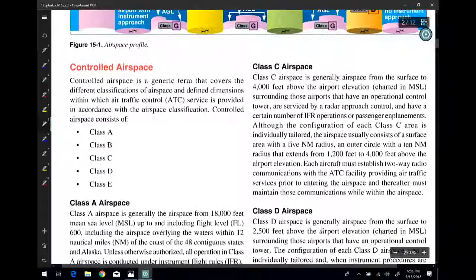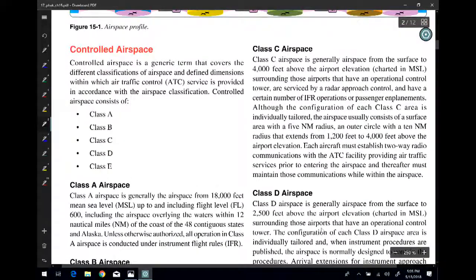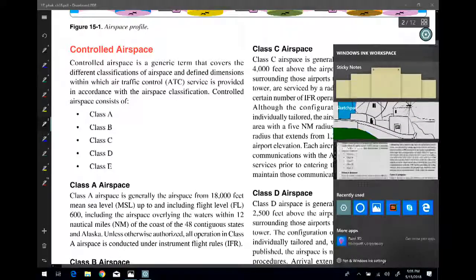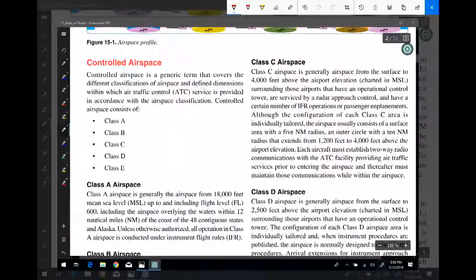Oh, by the way, Class Bravo, remember, busy, big, and surface to 10,000 feet MSL, by and large. Class Charlie. Class Charlie is going to be a little smaller. So this is going to be more for your regional airports. Albuquerque is Class Charlie airspace. Colorado Springs is Class Charlie airspace. So with this, Class Charlie airspace, from the surface to 4,000 feet above the airport elevation, in other words, 4,000 feet AGL in most cases.